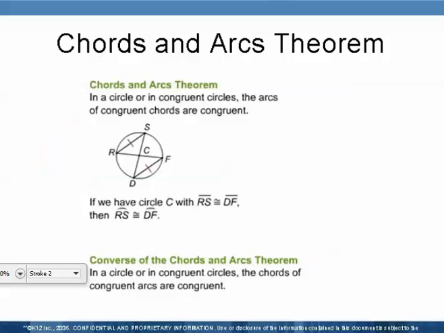Okay? So, chords and arc theorem. This is a theorem that says in a circle, in congruent circles, the arcs of congruent chords are congruent. What do they mean by that? Well, that means if I've got two circles, and in those circles I've got chords here, and the chords are equal to each other, then we can say that the length of RS will be equal to the length of DF. Okay? So, in a circle or congruent circles, the chords of congruent arcs are congruent.